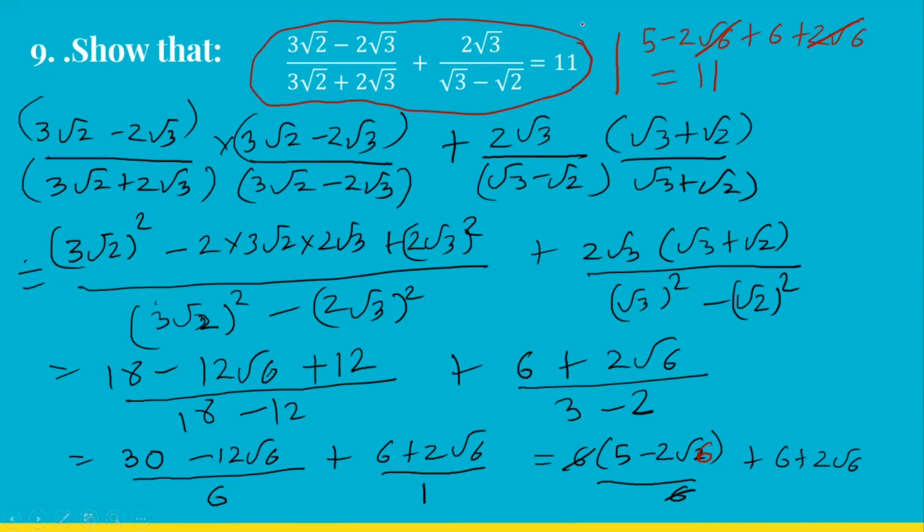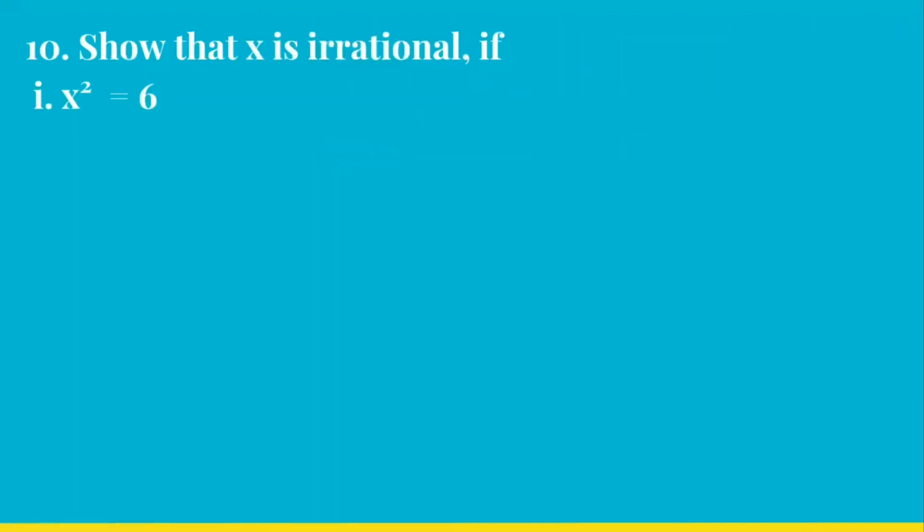Got it? Let's move on to the next question. Show that x square is equal to 6. Show that x is irrational. So if x square is equal to 6, x is equal to root 6, and root 6 is an irrational number. So this is how you can say that x is an irrational number.